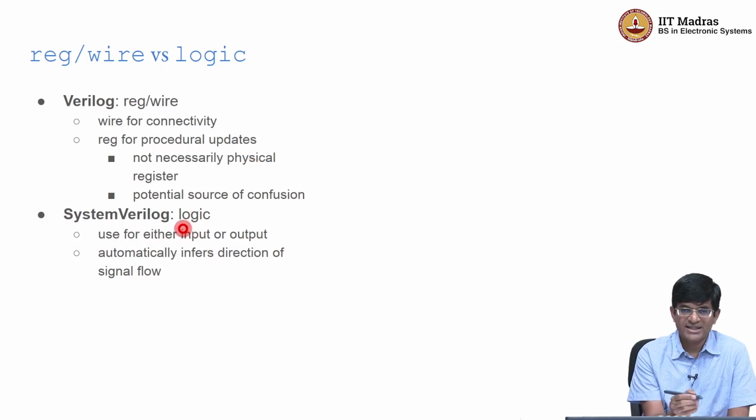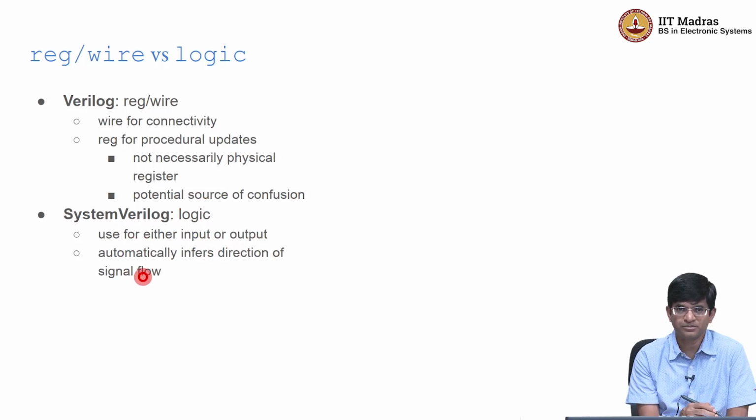In SystemVerilog, they simplified that. They just brought in one keyword, logic. It can be used for either input or output, and interestingly, it can automatically infer the direction, whether it's an input or an output, by looking at the signal flow. So the idea in Verilog that you need to explicitly make a difference between something that can be assigned or something that is going to get a value from a DUT turns out to be something the compiler is pretty good at figuring out for itself. So SystemVerilog simplified it.